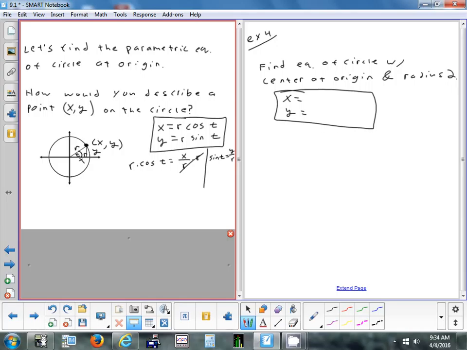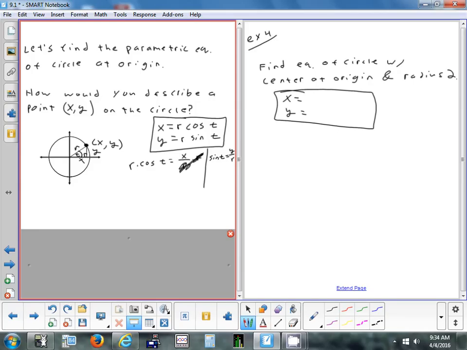Right here? Yeah. Well, when you multiply both sides by r, this is gone, and you just get r cosine t equals x. I just switched. No, I just totally forgot the equal sign there. That's why.